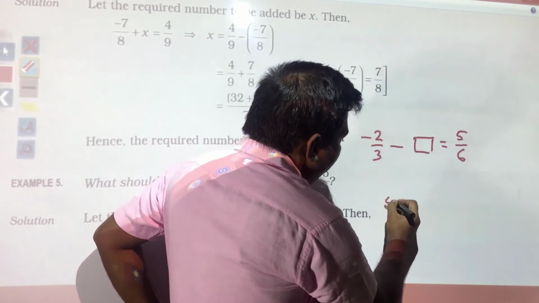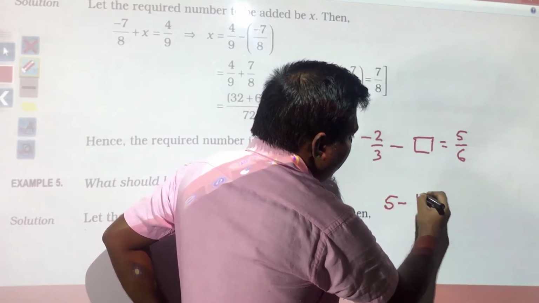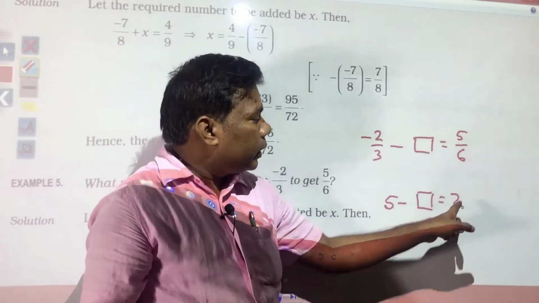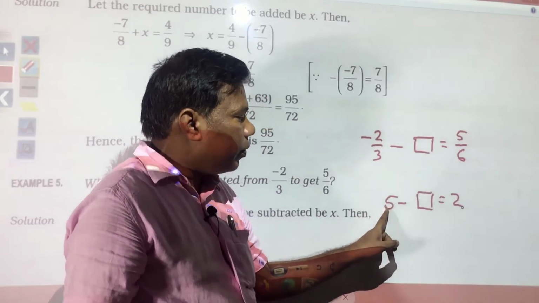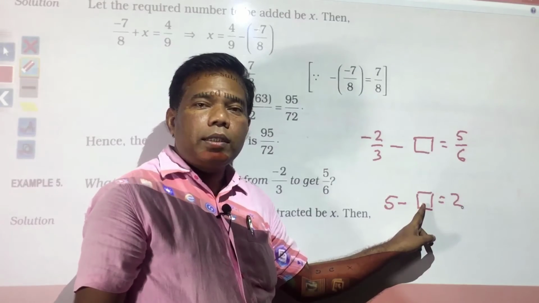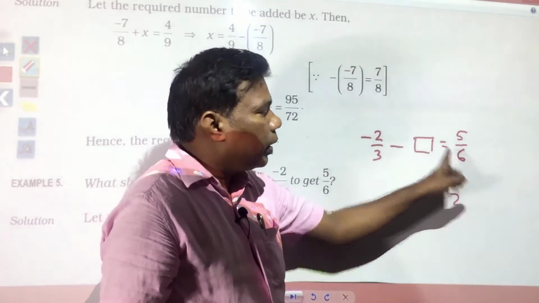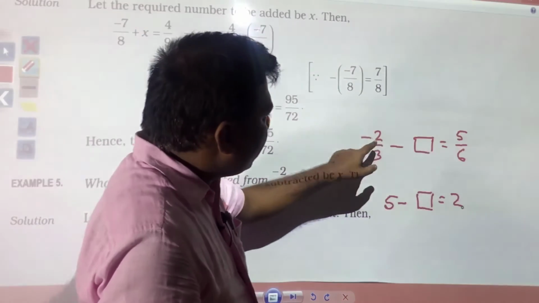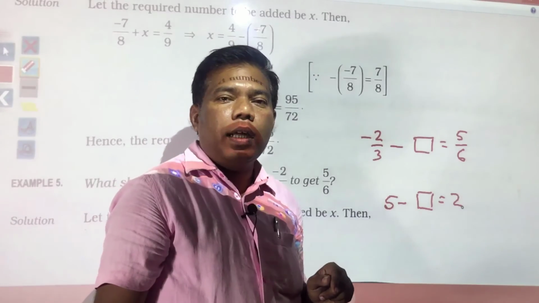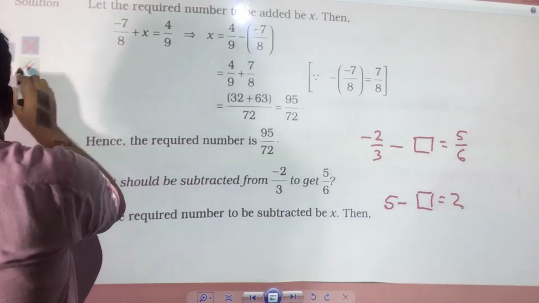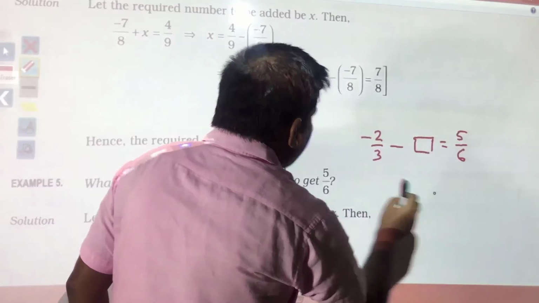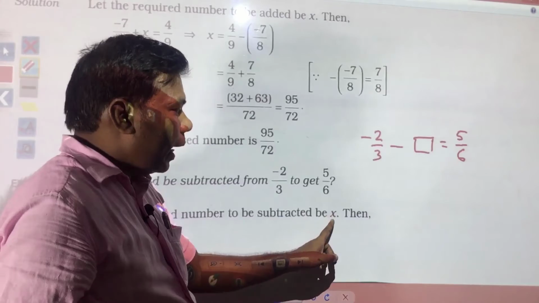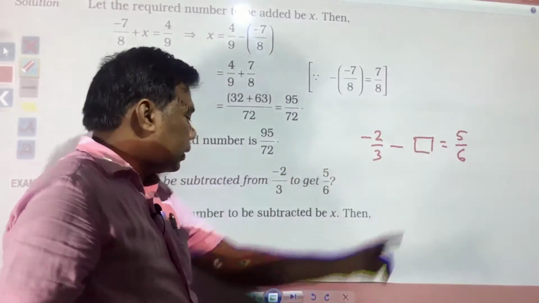Suppose you have 5 minus what number will we put so that we get 2? What is required to be done? This 2 will be subtracted from 5 so that we get 3, and that will be your answer. The same thing is required to be done here. We need to subtract 5 by 6 from minus 2 by 3 and we will get the answer. So here, let the required number to be subtracted be x.